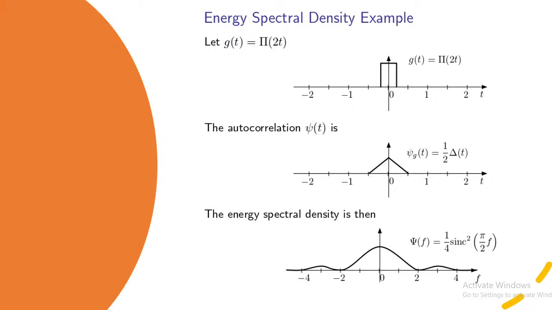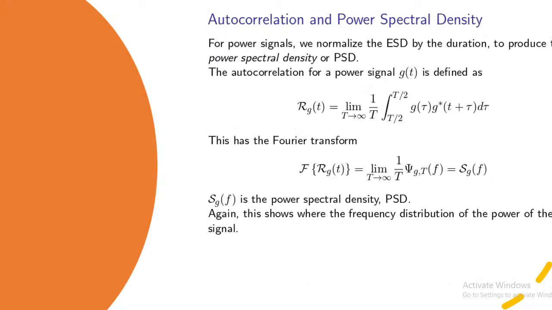Because it is triangular, once you integrate that, the integration will give you psi f is equal to 1 by 4 sinc squared of pi by 2 f. So 1 by 4 sinc squared of pi by 2 f is the bottom picture. So energy spectral density you can get in this manner from g(t). So this is one example. Next.